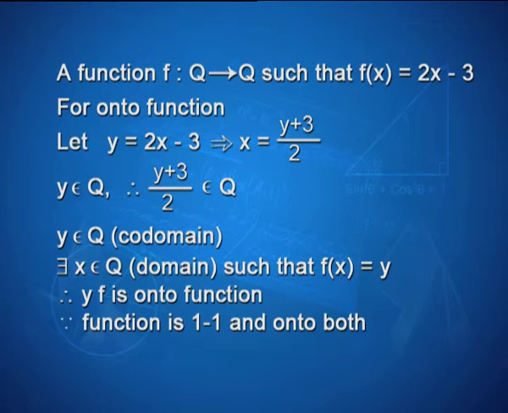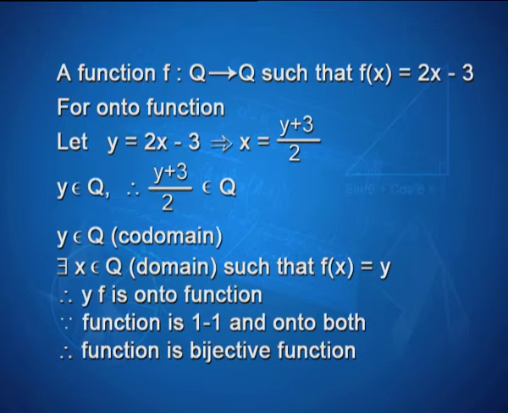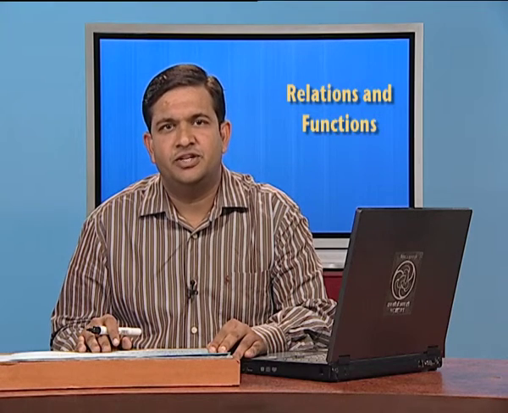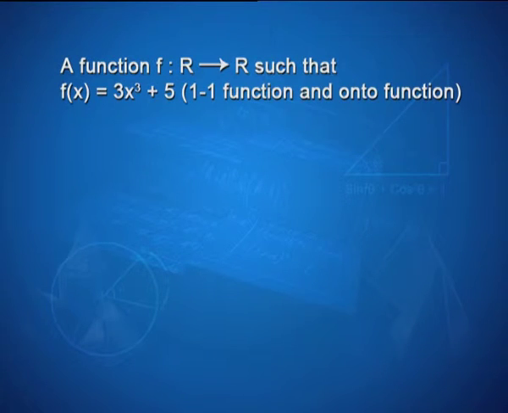This function is 1-1 and onto both. Therefore, this function is a bijective function. Let us take another example for bijective function. A function f from R to R such that f(x) equal to 3x cube plus 5. Now, we have to show whether this function is 1-1 and onto.